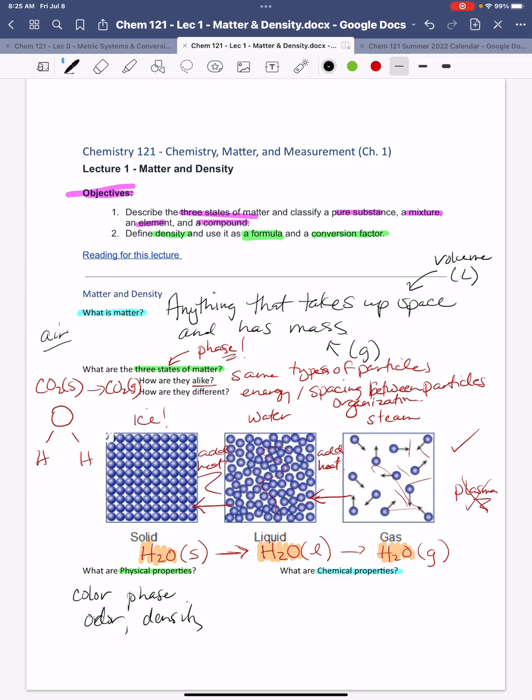What I like to say when we talk about physical properties is if you think about your driver's license, I always have trouble spelling this word. Yes, I think that's right. Does it go the other way?